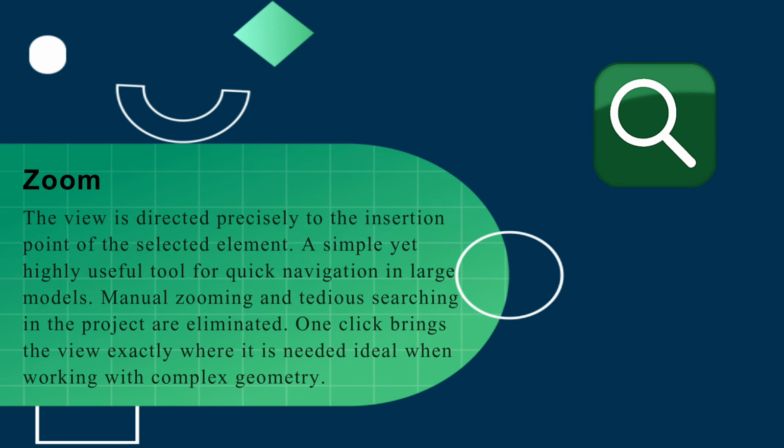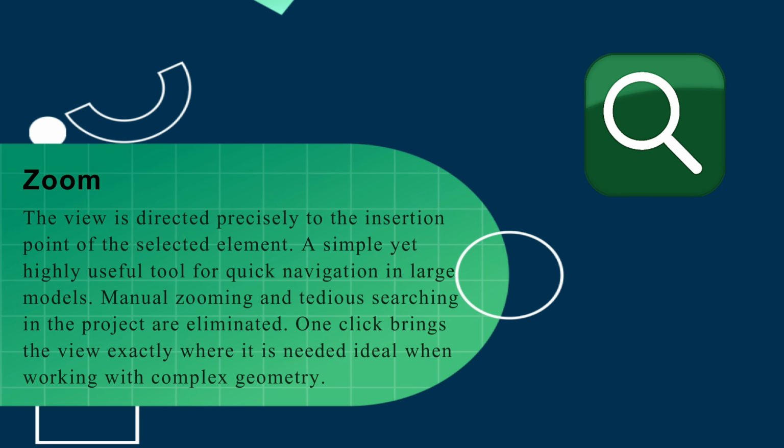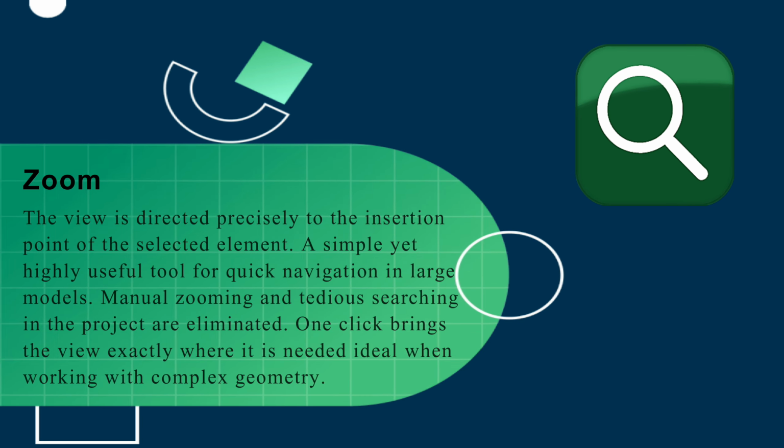Zoom. The view is directed precisely to the insertion point of the selected element, a simple yet highly useful tool for quick navigation in large models. Manual zooming and tedious searching in the project are eliminated. One click brings the view exactly where it is needed, ideal when working with complex geometry. Now let us see how it works in practice.